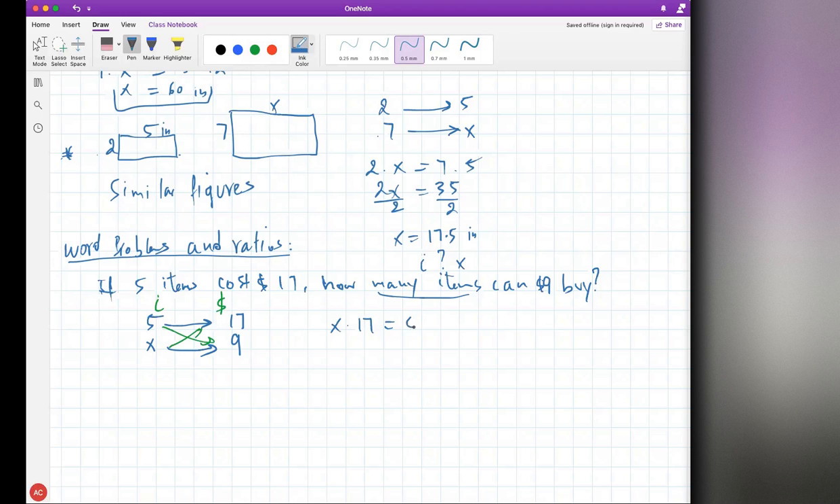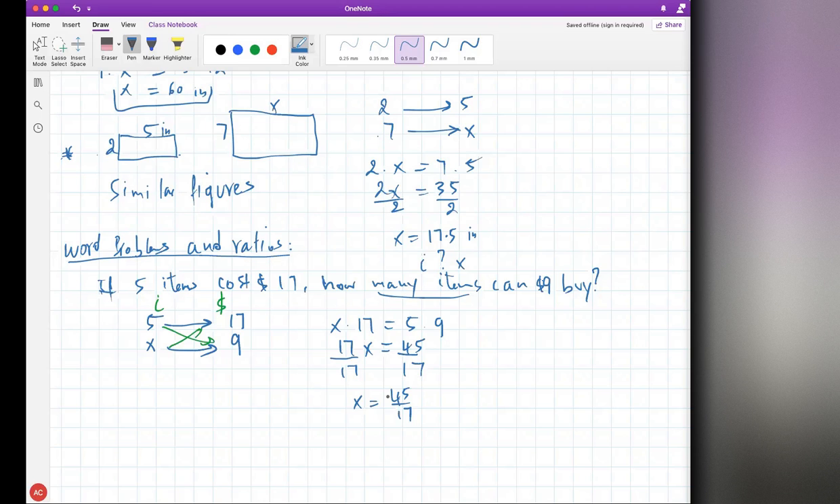Then you have 5 times 9. So this is 17X. 5 times 9 is 45. Okay, then X equals 45 divided by 17, I'm sorry, divided by 17. So X is 2.64. That's right. So again, don't worry about the exact value.